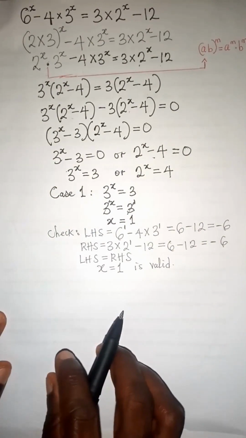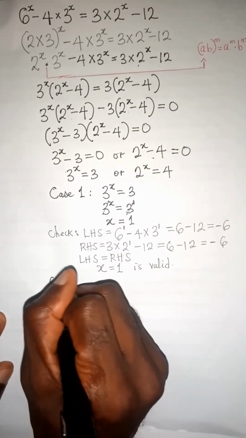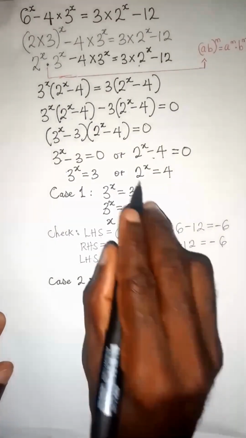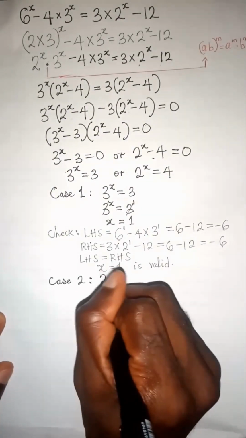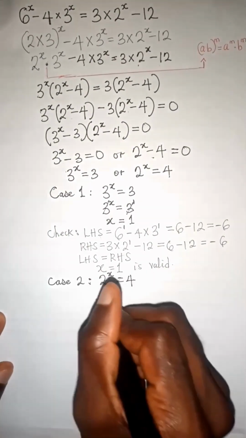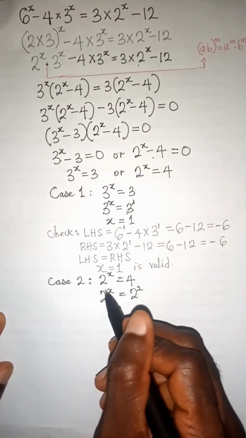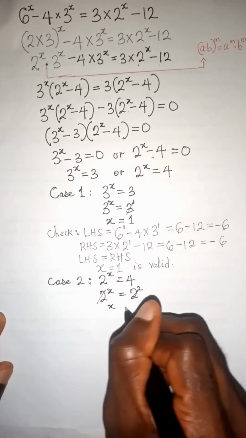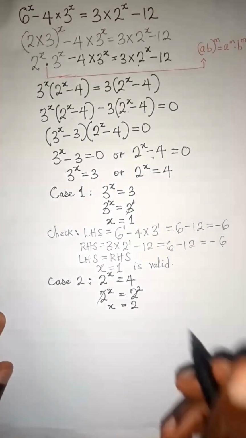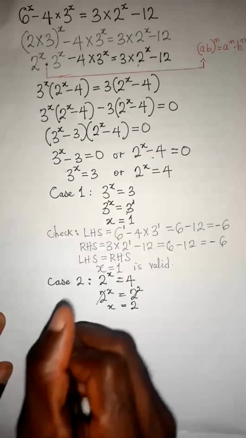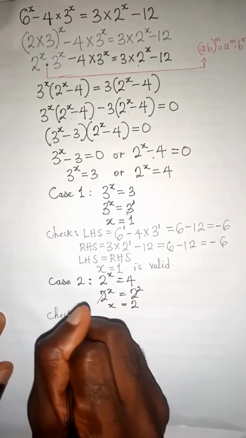Now we go for the second case, which is when 2 to the power of x is 4. So 2 to the power of x is 4 implies that 2 to the power of x is 2 to the power of 2. Now the bases are the same, so we equate the exponents. x equals 2. Now we are running another check with this to determine whether it's also valid.